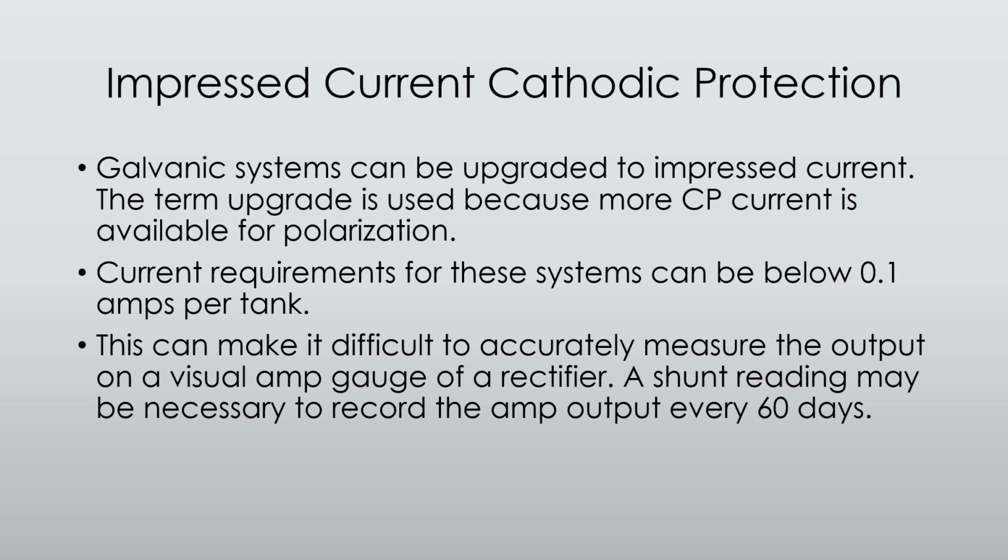Current requirements for these systems that have been upgraded, say a Type 3 tank, can be below 0.1 amps per tank. So this can make it difficult to accurately measure the output on a visual amp gauge on a rectifier. If you're an inspector or somebody taking down your log sheet, you may have a rectifier that's been missized. If you have a 40 volt 10 amp rectifier and it's only producing 0.2 amps, you may not even see it register because the coil may be adjusted too high, and if you turn it off, it may not even move. So you may have to take a shunt reading.